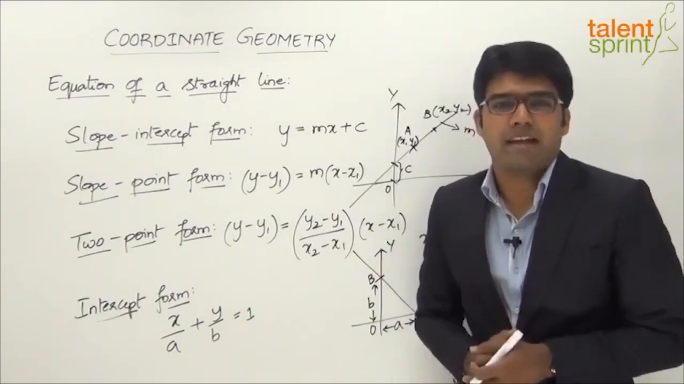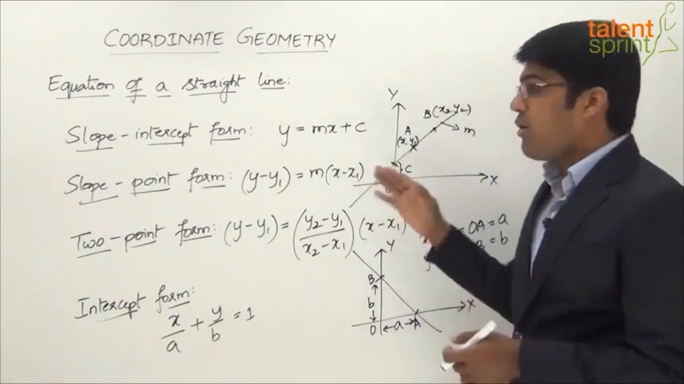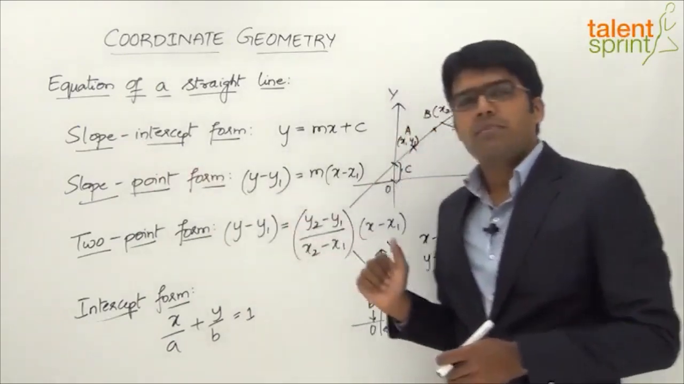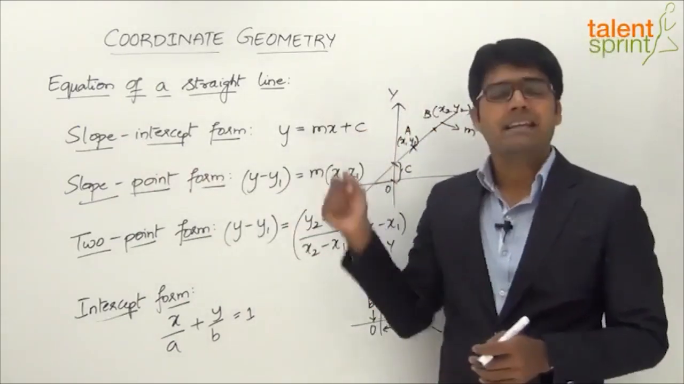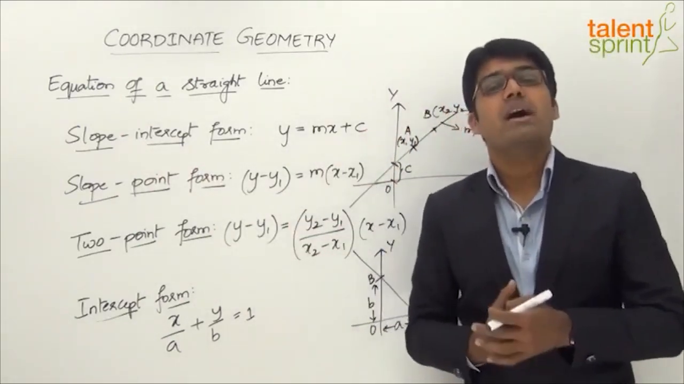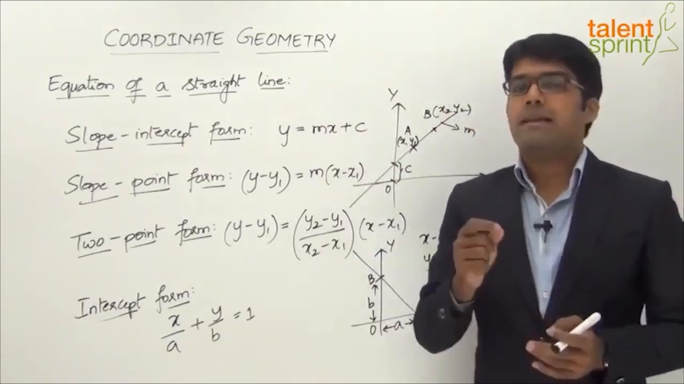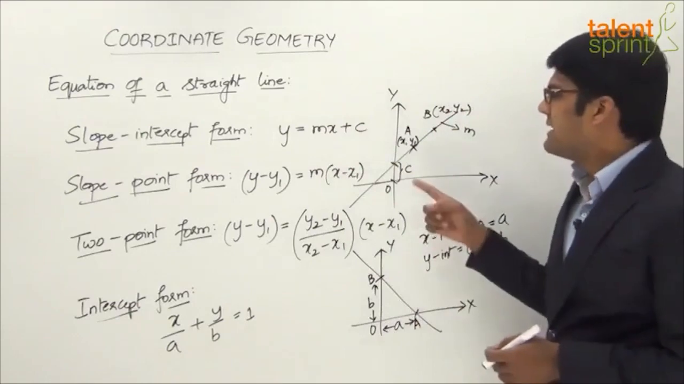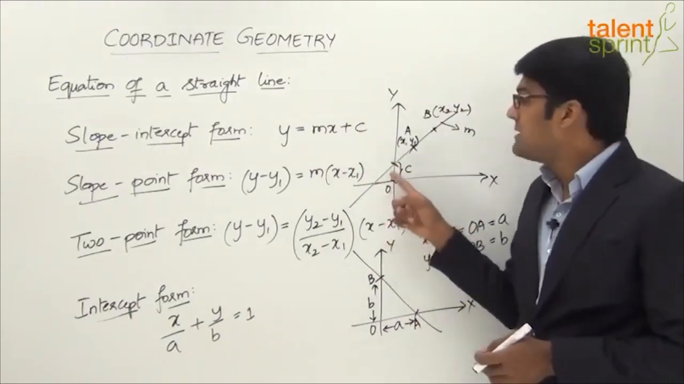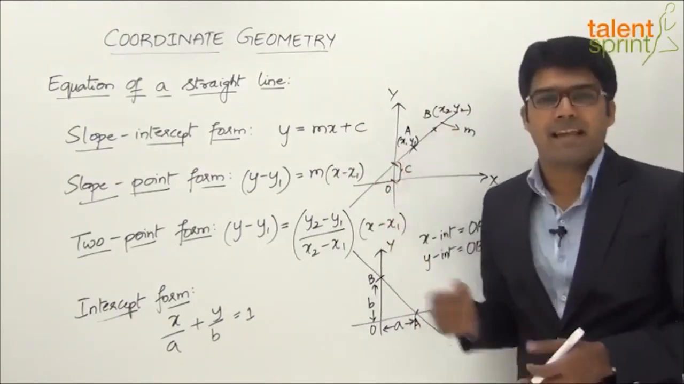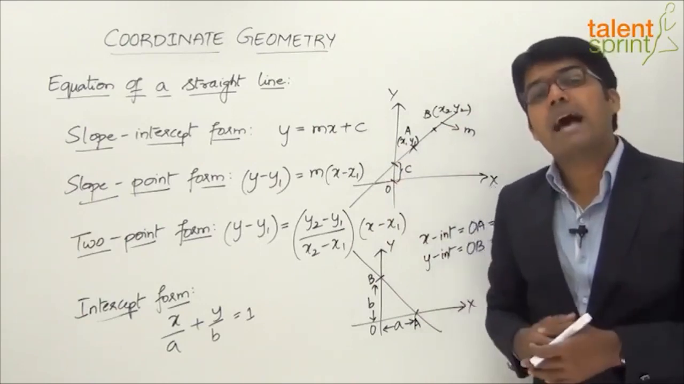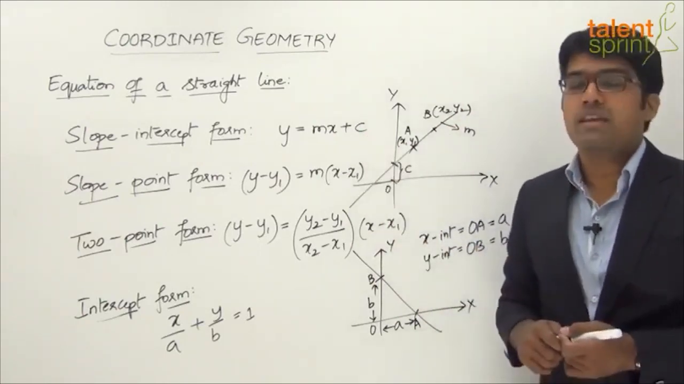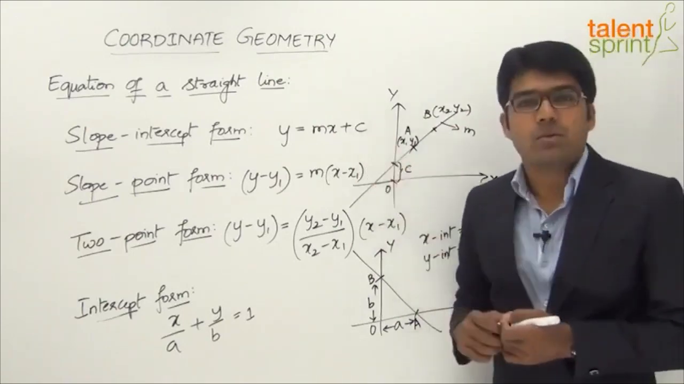Now before we move ahead, let us take a special case of one of these forms, and that is the slope intercept form. We know that the equation of a line in slope intercept form is y equals mx plus c, where m is the slope of the line and c is the y-intercept, that is the distance between the origin and the point where the line cuts the y-axis. Now what happens if the y-intercept c is equal to 0? What do we understand when the y-intercept is 0?